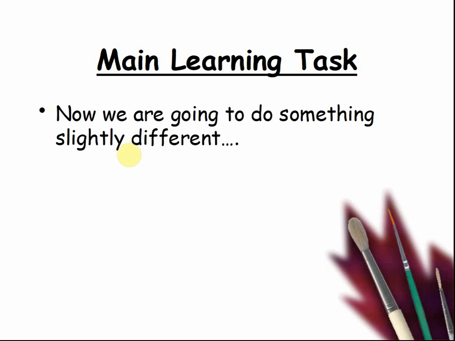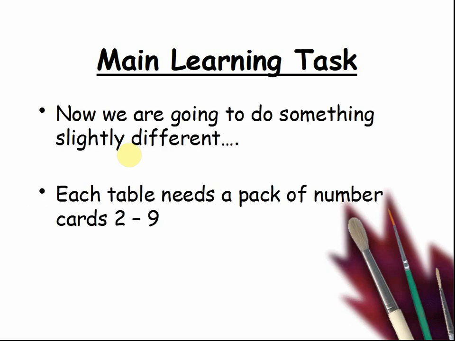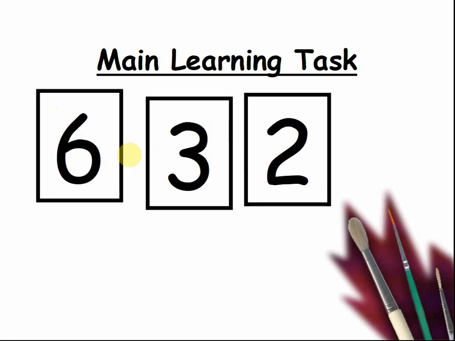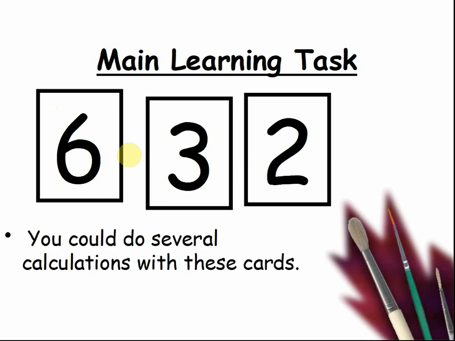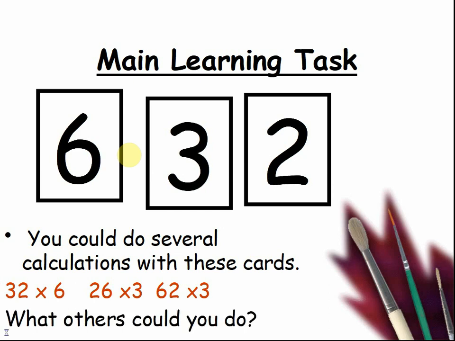Now we're going to try something slightly different. Each table needs a pack of number cards 2 to 9. 6, 3 and 2. You could do several calculations with these cards. 32 times 6, 26 times 3, 62 times 3. What others could you do? Work it out and see if you can solve them. Pause the video for a bit.